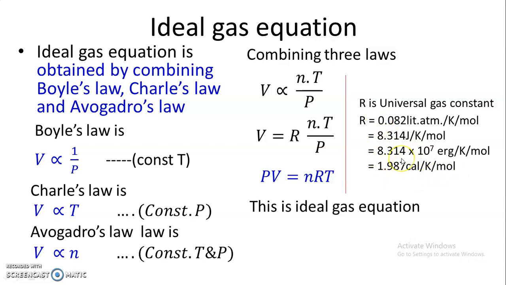So these are the four important values of the universal gas constant, and we are going to solve numericals on this point, that is the ideal gas equation, and here we are going to use the value of R. This value of R depends upon the units of pressure, volume and temperature. And this is the ideal gas equation: PV is equal to nRT.